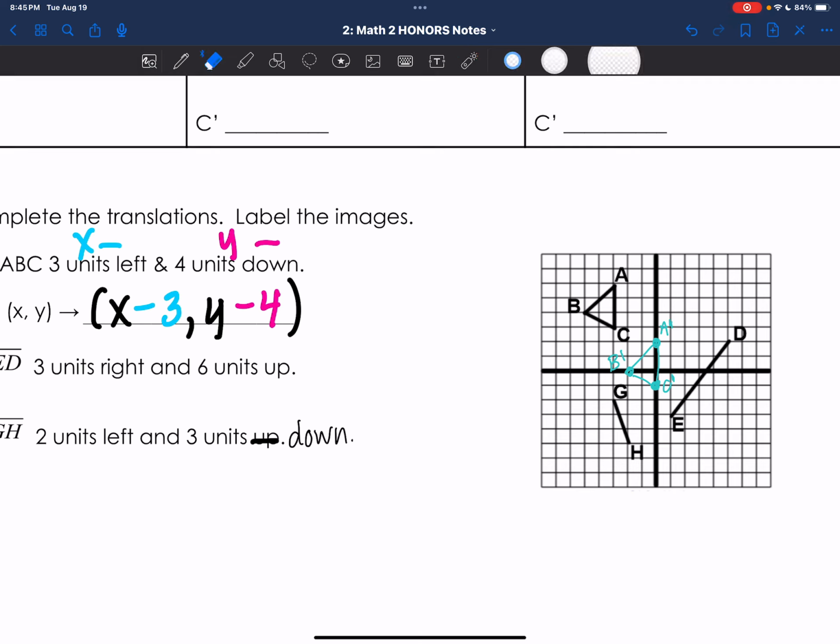I just realized I went the wrong way. I was like, that does not make sense. Okay, don't mind me.